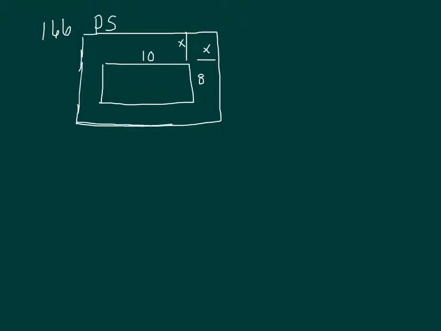So let's look at the length here. Well, we know from here to here is 10. And this is X, and this is X. So it would be 10 plus 2X. And we know that this would be 8 plus 2X. And we know the area of the picture is 80, because 10 times 8 is 80. And they tell me that the area of the border is 144.